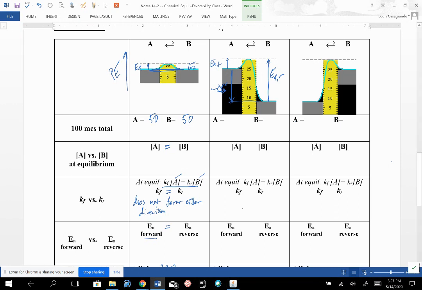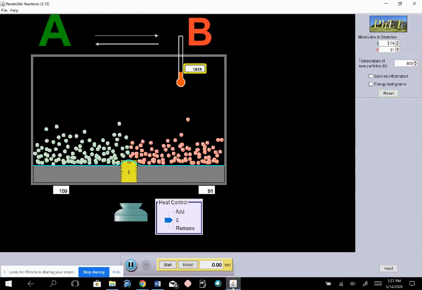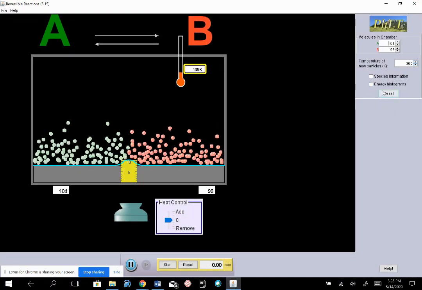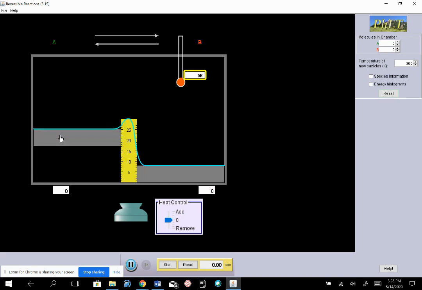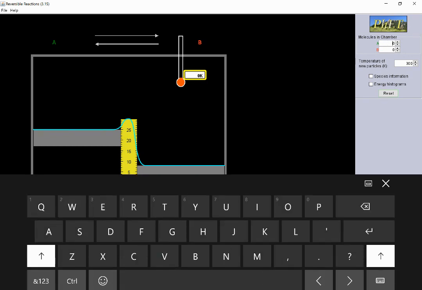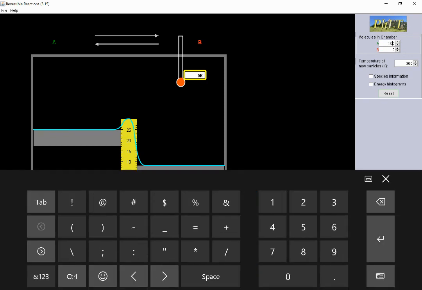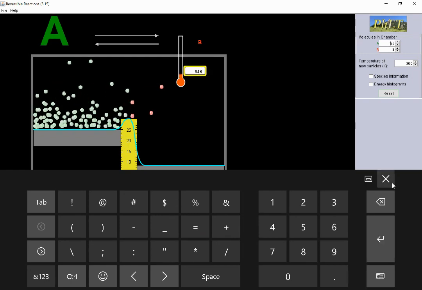All right, so let's go to our simulation and let's reset this. And let's bring this up to about 30, a little right there. I'll let go of the mouse. And I'm going to bring this up to about 25. And now I'm going to pump my 100 molecules into here. So watch what happens to the process.